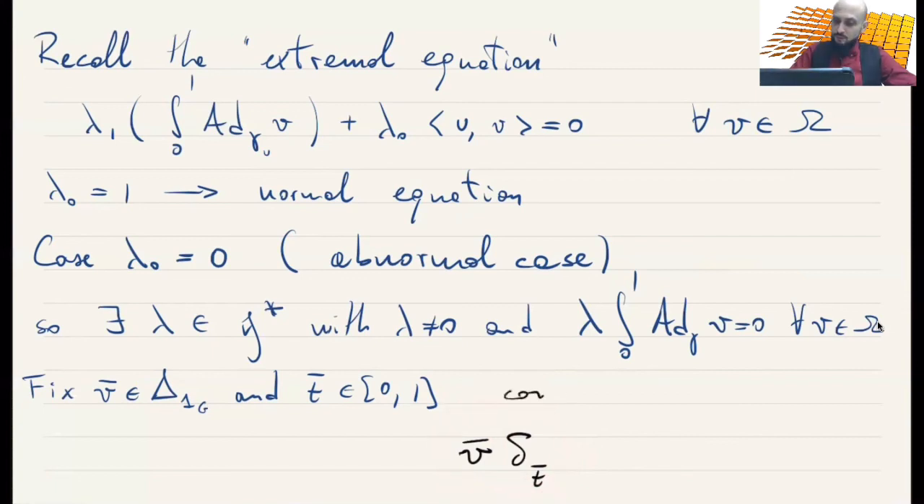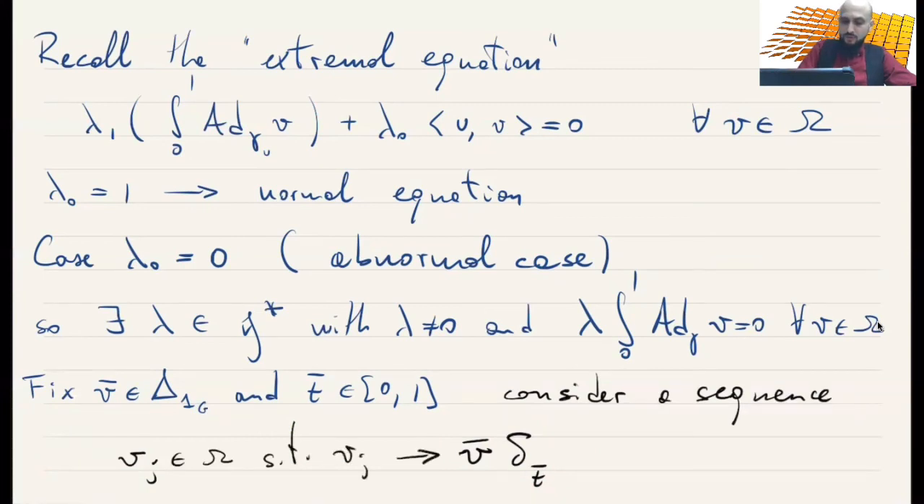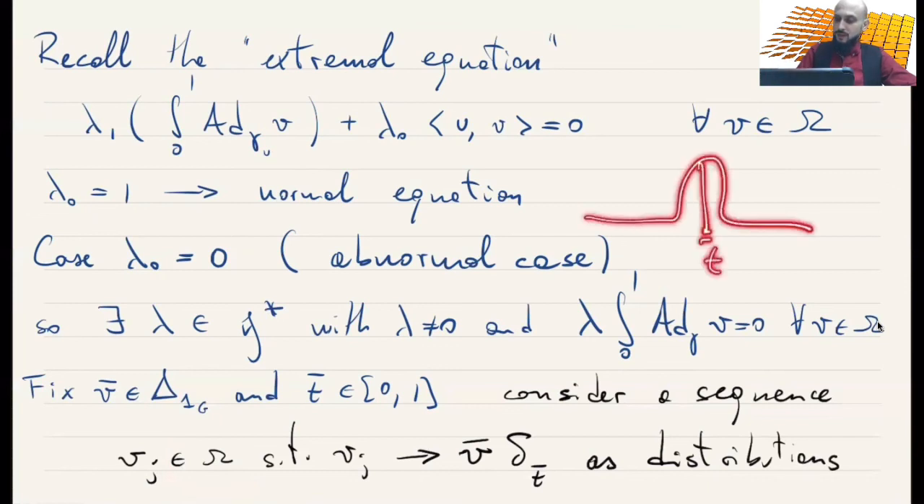So now we're going to consider a sequence of Vj in omega, so these are in L2, but they converge to the Dirac delta as distributions. So it's like bump functions. We are considering bump functions where this is the time t bar and the value is v bar.